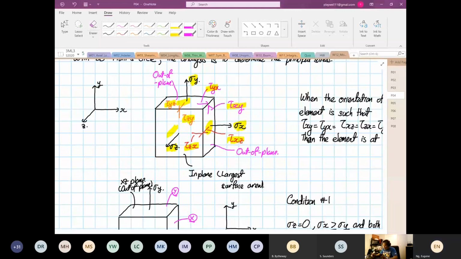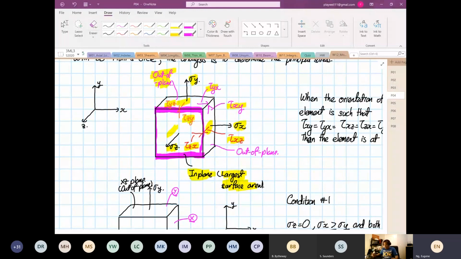But there's one term that you have to learn. What do they mean by in plane, and what do they mean by out of plane? This is the most critical thing. In plane is basically the element surface where the area is the largest. For this case, this square that I'm drawing now is on the xy plane, and the surface area is the biggest. We call that in plane.